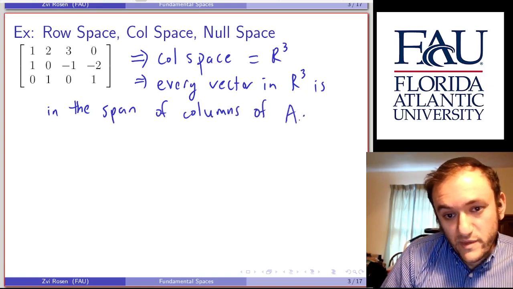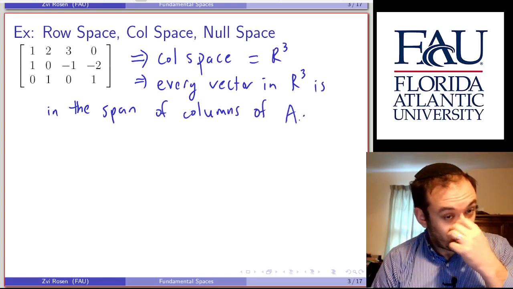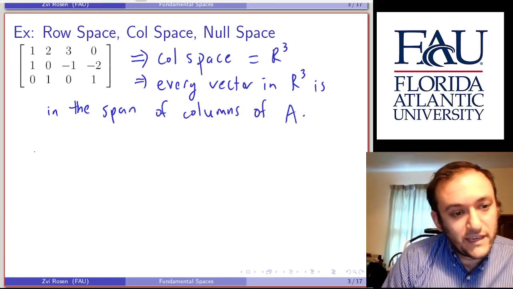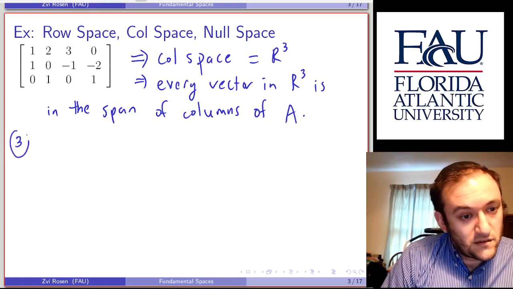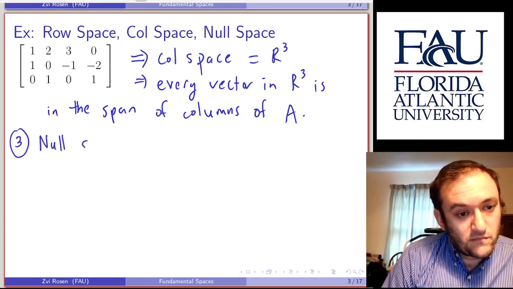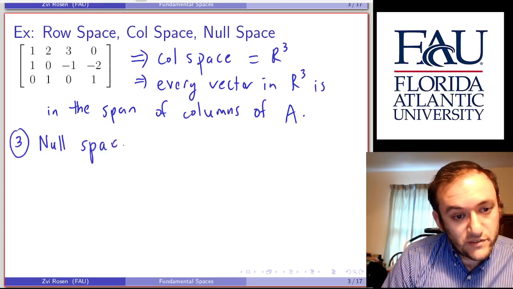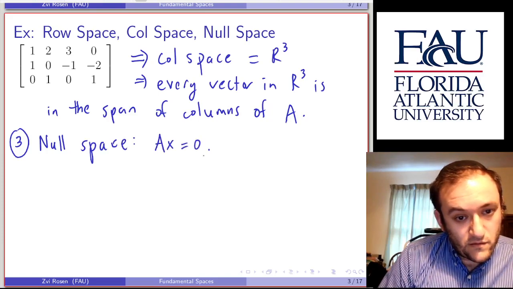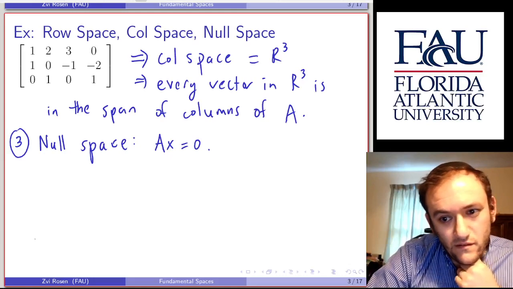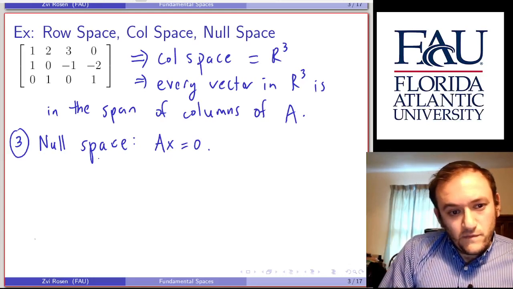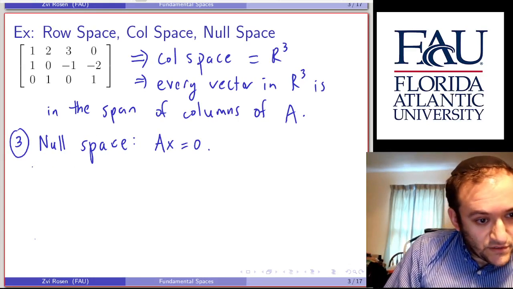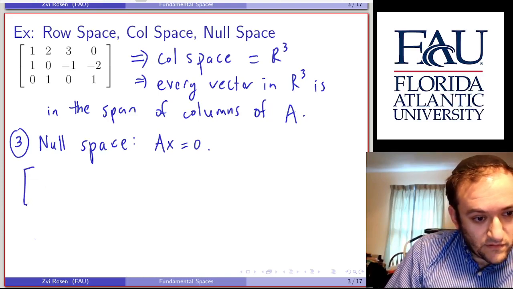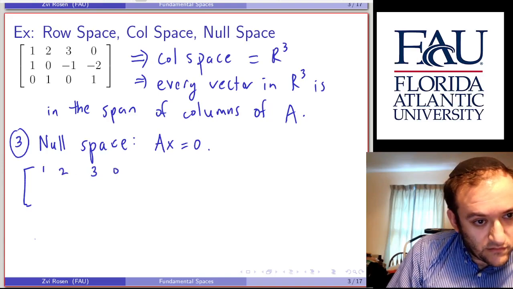So that's the row space and the column space. The only thing left to do is the null space. So we'll check for solutions of Ax equals 0. To find the null space, we're going to do some row reduction. So we'll copy down our matrix.